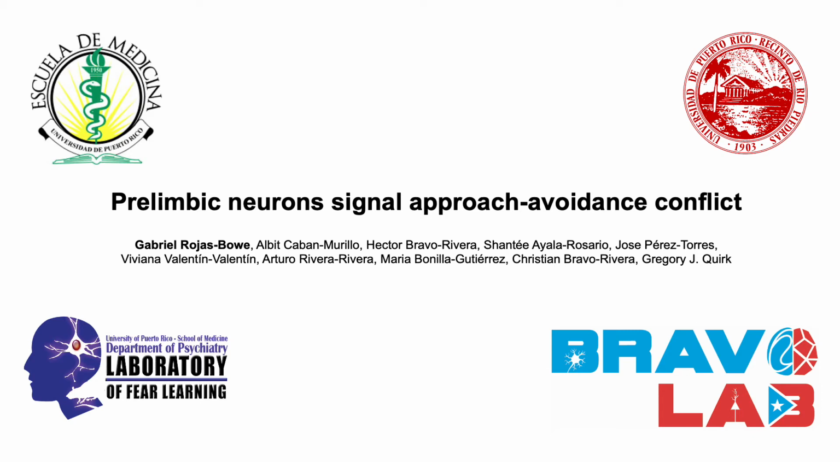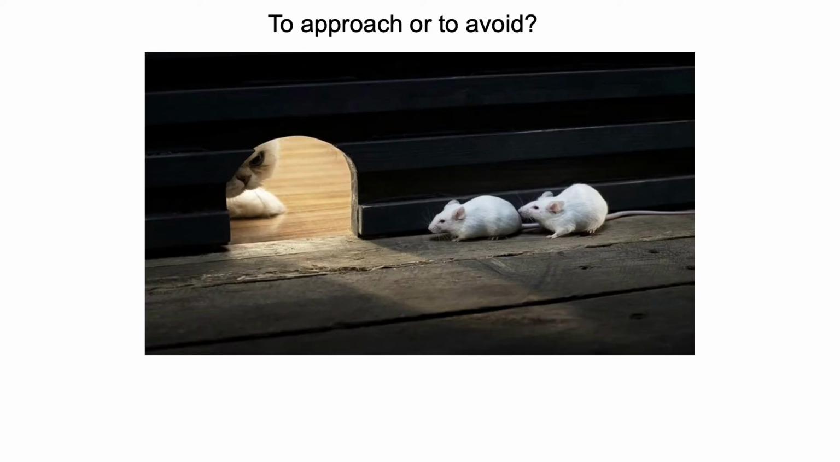Hi, my name is Gabriel Rojas Bowe, and today I'll be talking to you about how prelimbic neurons can signal approach avoidance conflict. Firstly, we have to discuss what constitutes approach avoidance conflict.